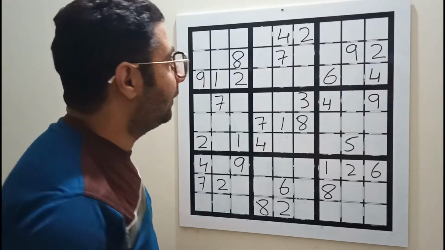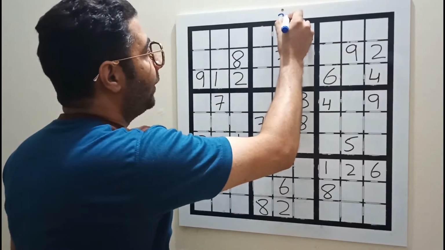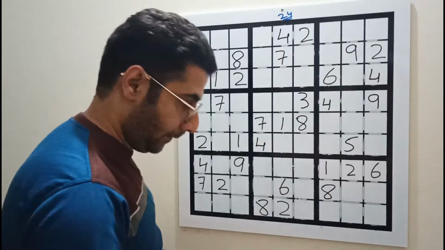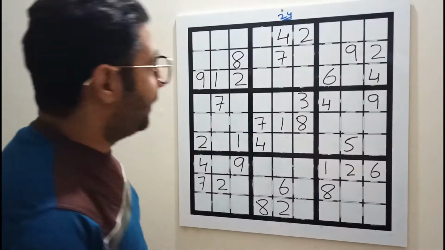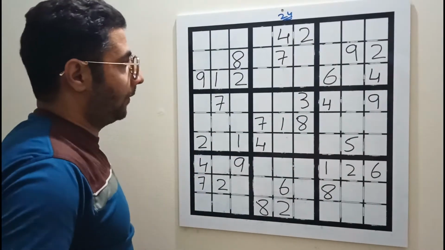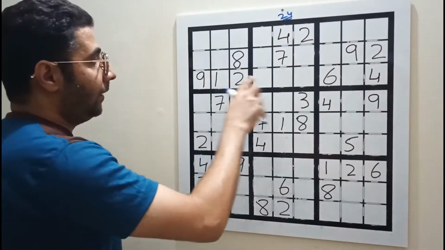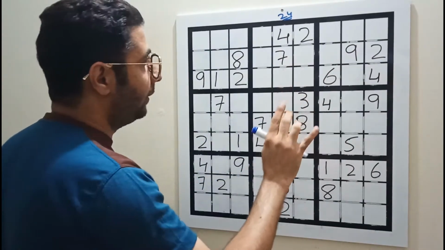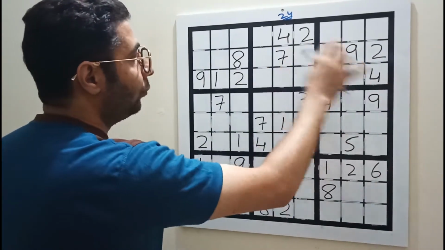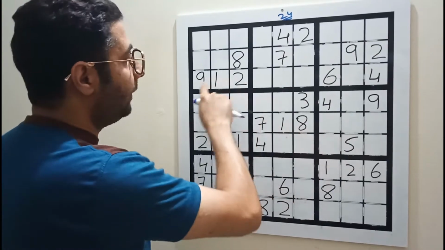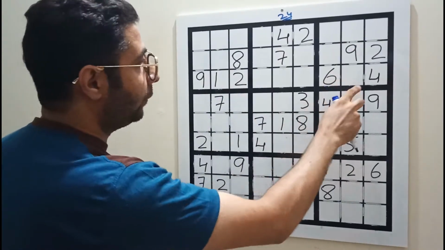Friends, this is our Sudoku puzzle number 24. Let's try to solve it. Now we have 1, 1, 1. We have three twos. It's done. Threes, no threes. Fours, we got two fours.